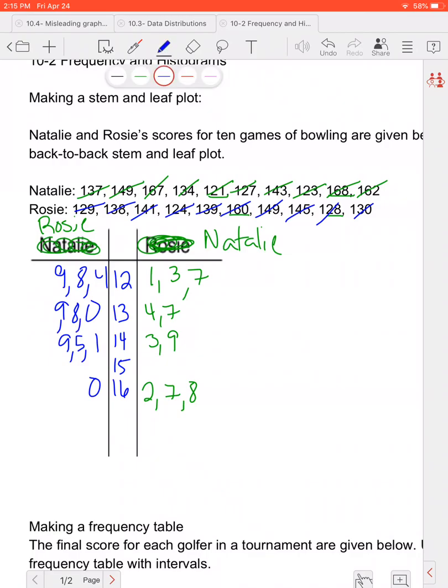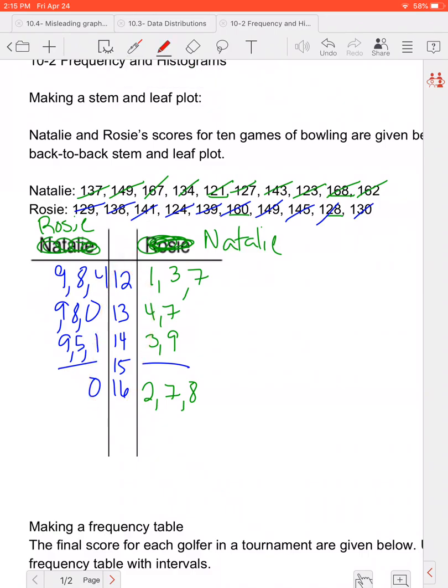Okay, notice that as we go outwards, the numbers get bigger. So we kind of flipped it around here on Rosie's side. And notice again, both of the girls did not have a score within the 150 range, so there were no numbers there. I'm still going to leave that 15 inside my stem and leaf plot because we do not want to skip any numbers in the stem and leaf plot.